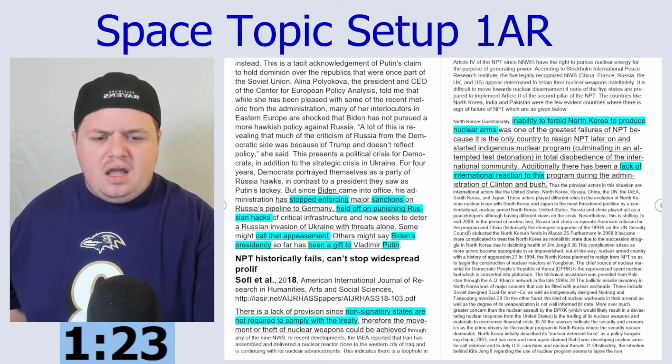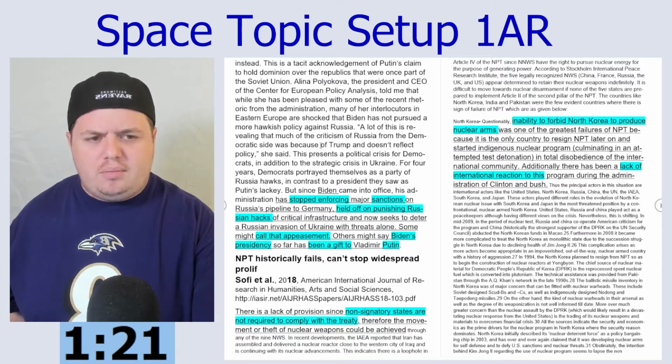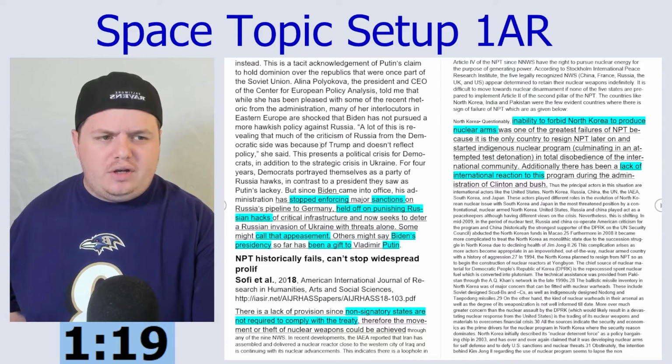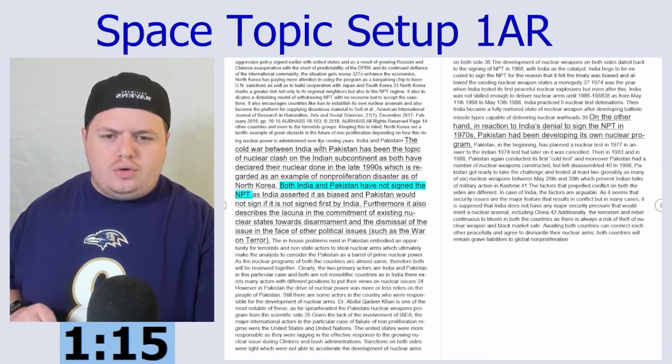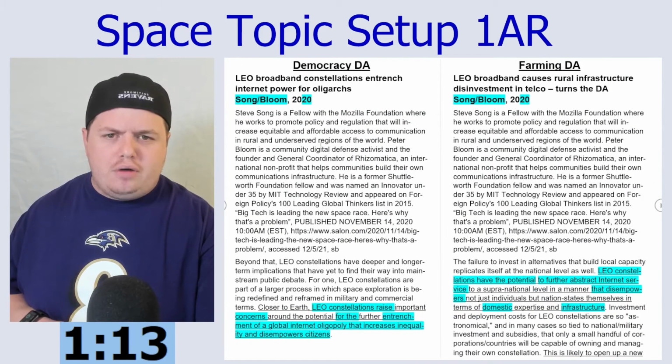Sophie 18: Non-signatory states are not required to comply with the treaty. The inability to forbid North Korea to produce nuclear arms, the lack of international reaction to this, and both India and Pakistan have not signed on to the NPT.